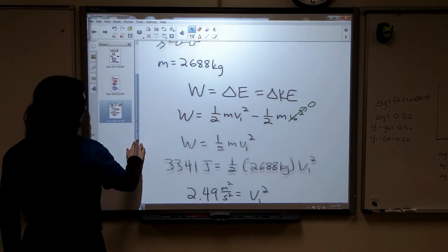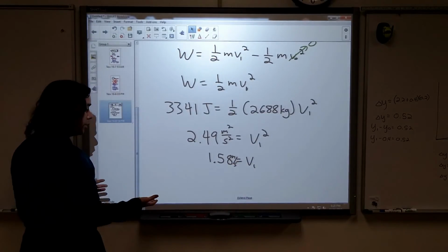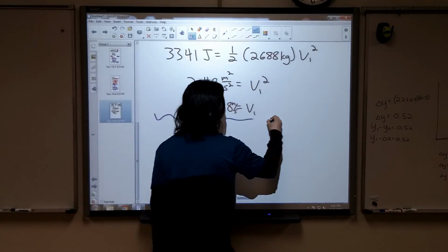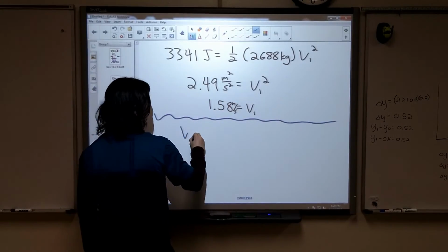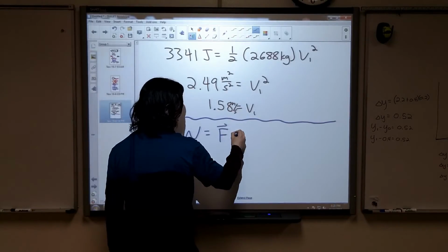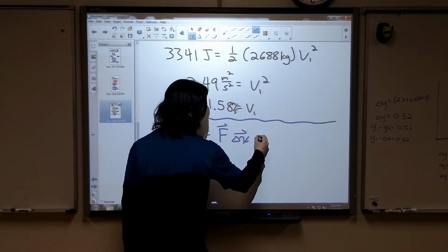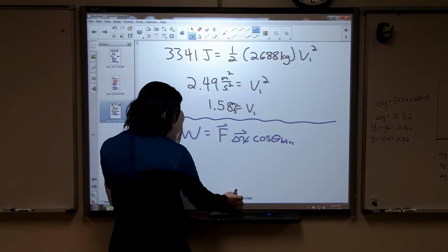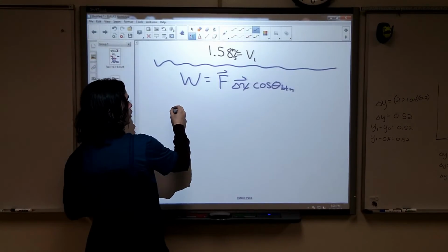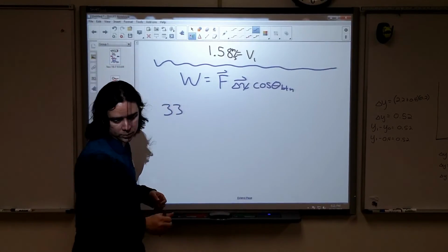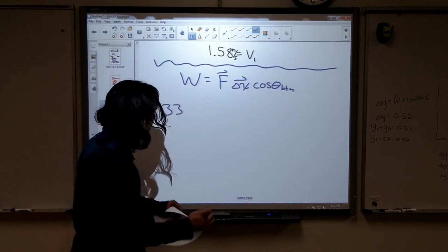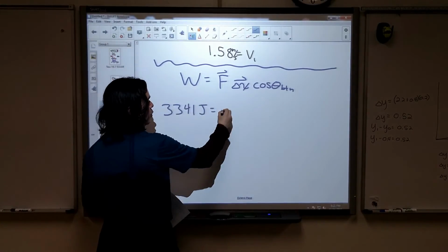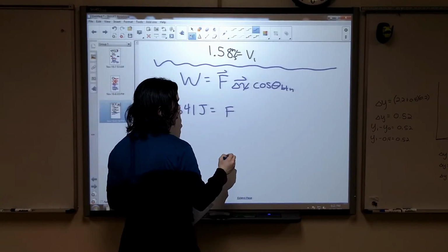All right. Here's where we use the other side of work. We can use the work equation. So we're going to say that the work is equal to the force times the displacement times cosine of the angle between them. Okay, well, we want the force. We know the work done. We saw that just a moment ago. That was 3,341, I believe. 3,341 joules. That's the work done by the mechanic. We want the force. That's the thing we're looking for.